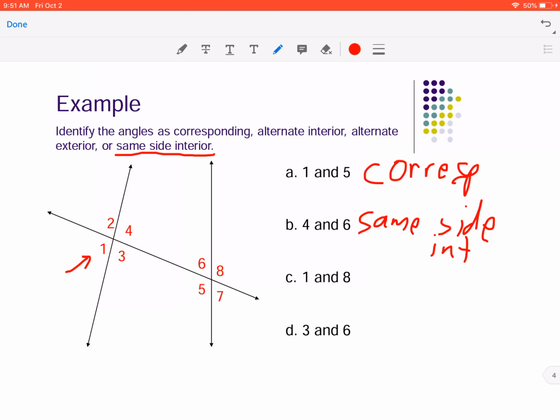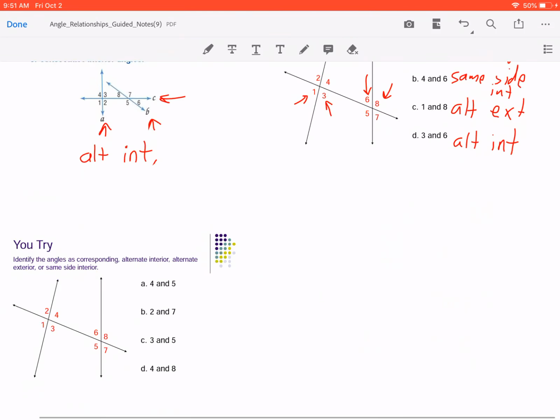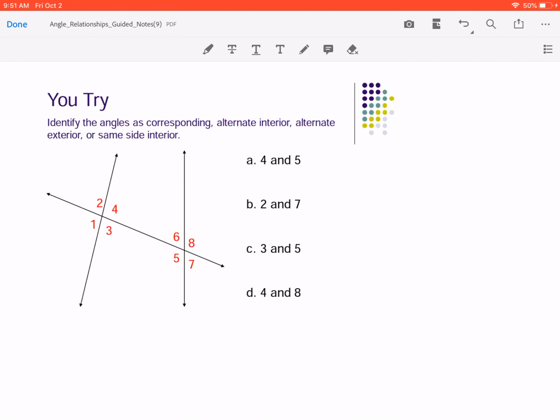1 and 8, well, they're definitely not corresponding. One's bottom left, one's top right. They're on the exterior and they're on opposite sides. So again, think about it. It's got to be alternate exterior. And 3 and 6. There's 3. There's 6. They're on the interior but opposite sides. It's got to be alternate interior. All right, should be a simple assignment today. Last one.